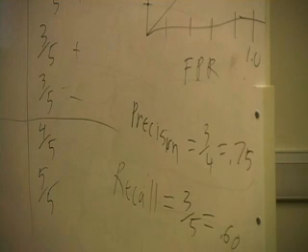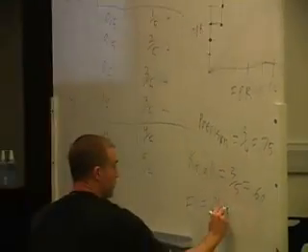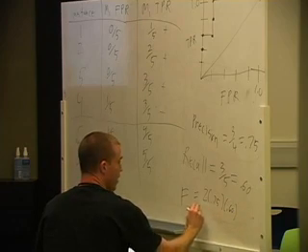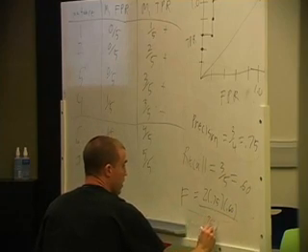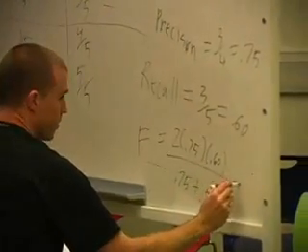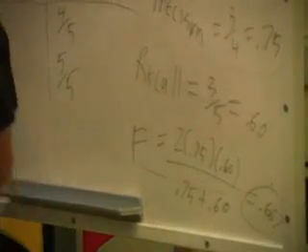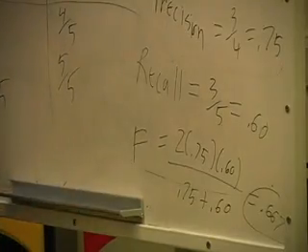And the final thing it asks for is the F measure. F measure is just the harmonic mean of these two guys. So that would be 2 times 0.75 times 0.6 over 0.75 plus 0.6. And your F measure comes out to be 0.667. So if you had to report one number, you had to report your F measure, you would report 0.667. But again, that's just for a single threshold.